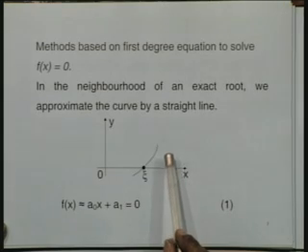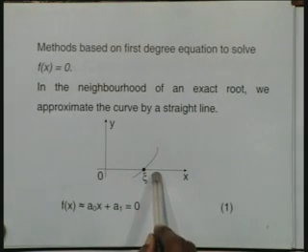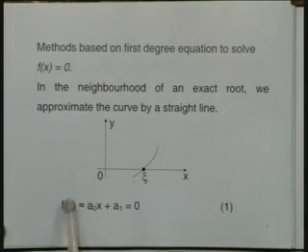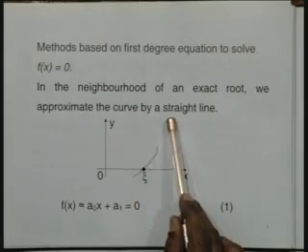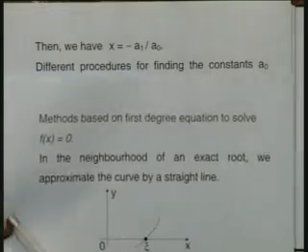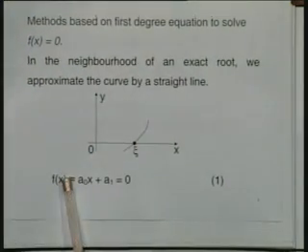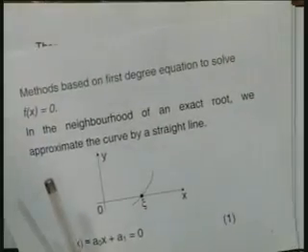Now once I approximate the curve by a straight line, the root required is the intersection of the curve and the x axis. If I approximate the curve by the straight line, the approximation to the root is the intersection of this line with the x axis. That means if I just set y is equal to 0 here, I will get an approximation for this. Therefore, if I am able to approximate f of x by this straight line, then I will have x is equal to minus a1 upon a naught. That means I am just setting y is equal to 0, that is, the intersection of this line with the x axis.